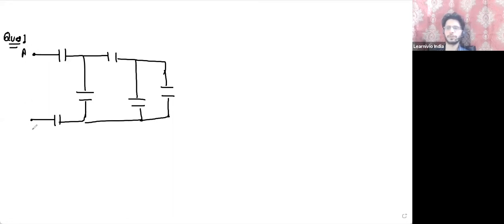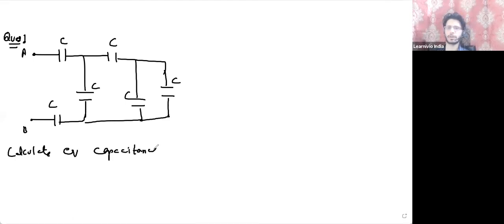Let's take this simple circuit. This is C, this is C, this is C, this is C, this is C, and this is also C. You're supposed to calculate equivalent capacitance across AB. Now for every type of circuit, we have certain methods to do.